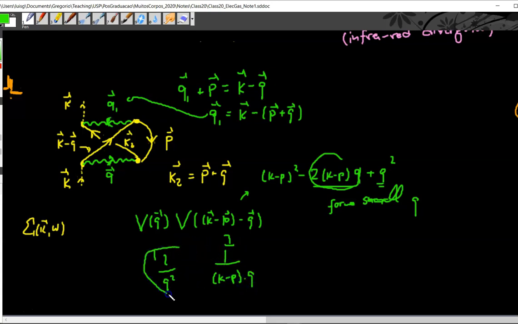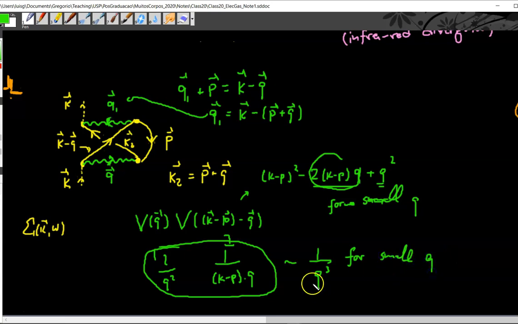So instead of 1 over q to the fourth, I have something like 1 over q to the cube for small q. So that's not too bad. It's not q to the fourth. All right? So let's go back to that table.